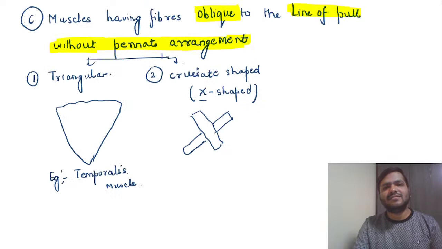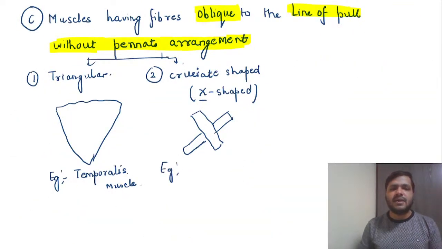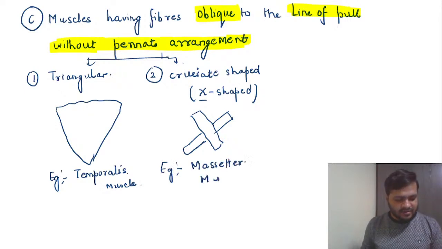So we have already done with it. So for the cruciate shape, the example you can just write down: it is the masseter muscle.